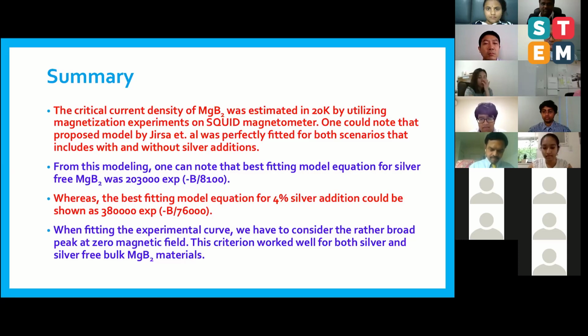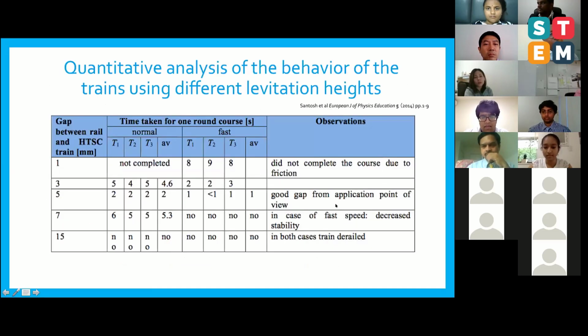Thank you, sir. I would just like to know about the silver addition. You used silver oxide. Why didn't you use metallic silver?